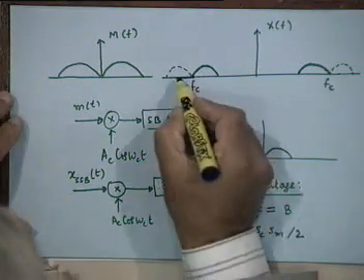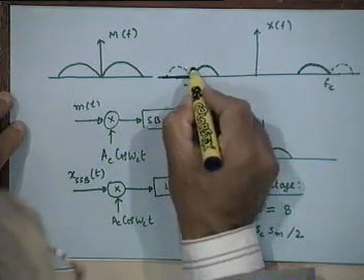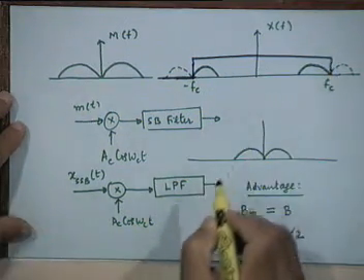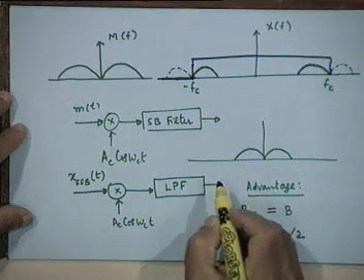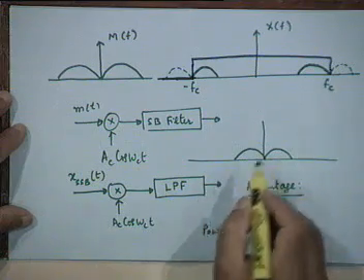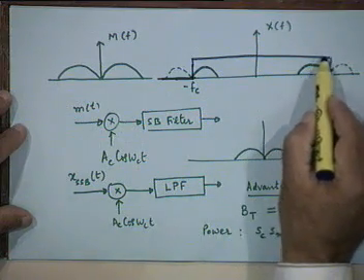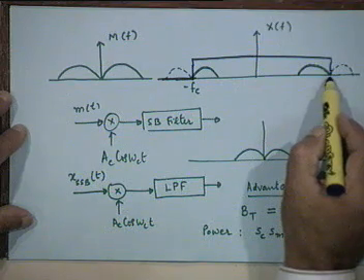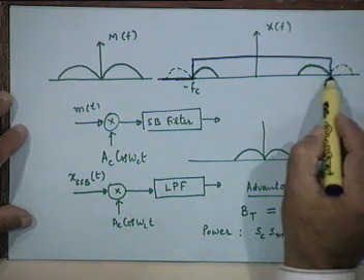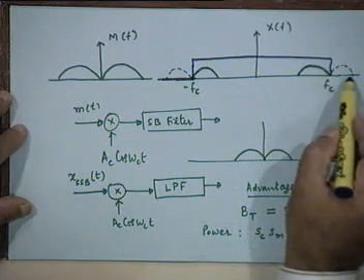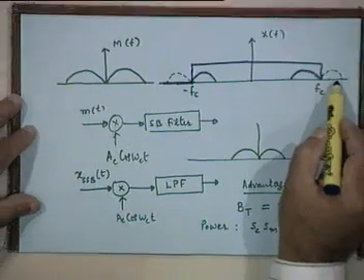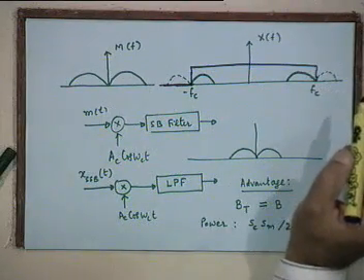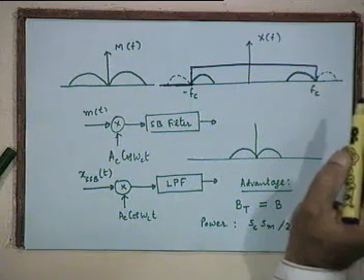Let's say you do it through a low pass filter, right? So what kind of transfer function would the low pass filter have? It should have perfect transmission up to the carrier frequency FC, and zero transmission immediately after that. You know that such an ideal low pass filter is almost impossible to realize, very, very difficult to realize.